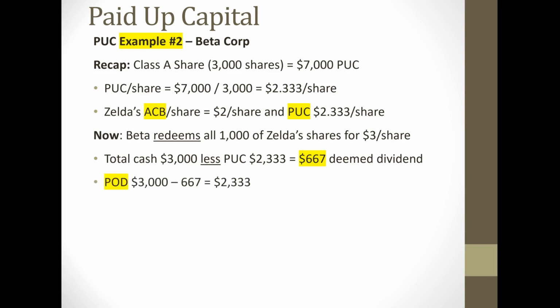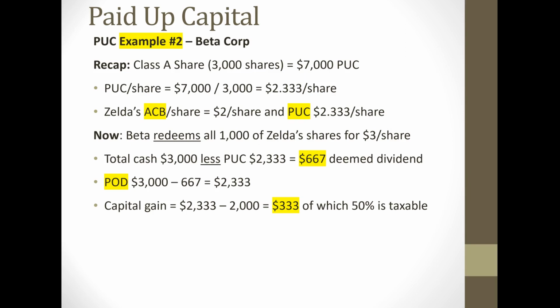Now, because she is also selling her shares or disposing of her shares, there's going to be possibly a capital gain or capital loss. Now, the proceeds of disposition, the amount of cash she's going to get, $3,000, will have to be adjusted for the deemed dividend because they don't want to be taxing her twice on the $667. So her actual proceeds of $3,000 minus the deemed dividend is going to give her proceeds of disposition of $2,333. Now, in order to determine her capital gain or capital loss, we're going to have to now take into account her adjusted cost base.